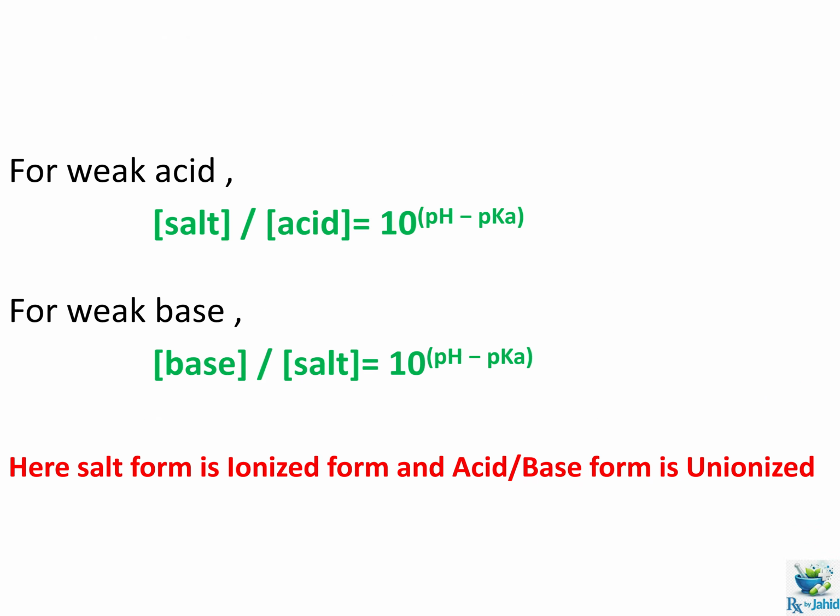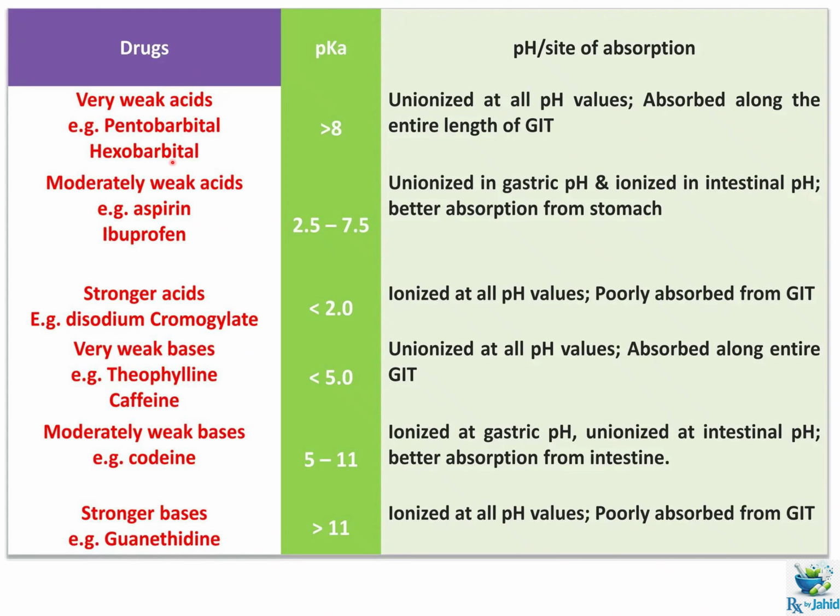So the Henderson-Hasselbalch equation can be written this way after derivation. The salt by acid would be equal to 10 to the power pH minus pKa. In case of base, base by salt would be equal to this. Here the salt form is the ionized form, and the acid or base form is unionized. These will ultimately help in better understanding of the dissolution or the absorption of the drug. So we need to learn this very carefully.